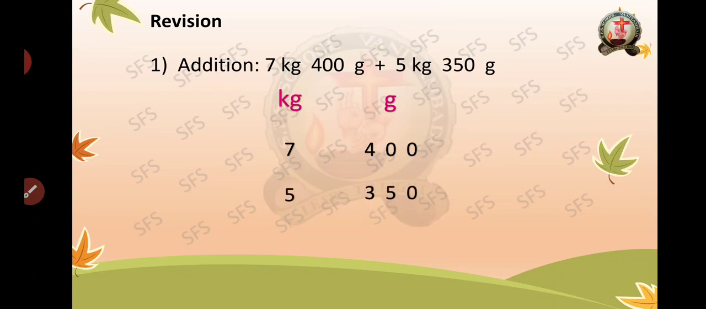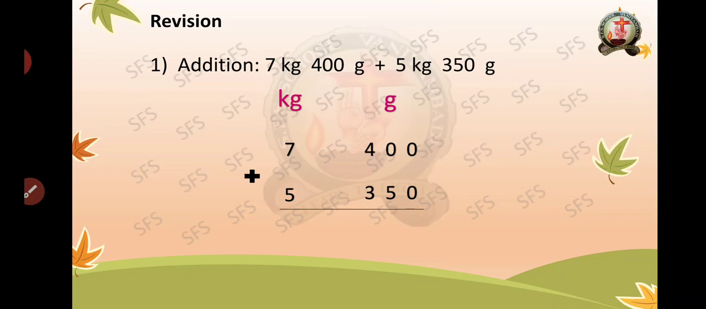For addition, what sign do we have to use, children? Yes, we have to use the plus sign. For the arithmetic operations, that is addition and subtraction, we have a specific sign. Whenever you solve a problem, you have to place its sign. For addition, it is a plus sign. Now we are going to add.